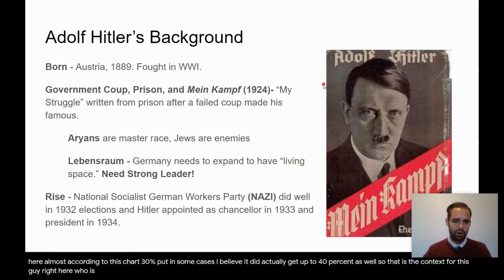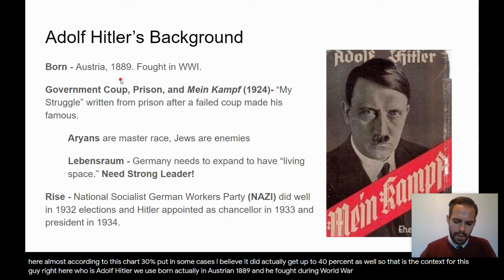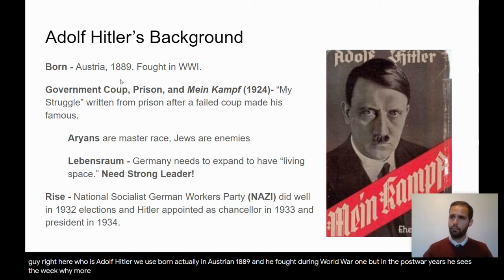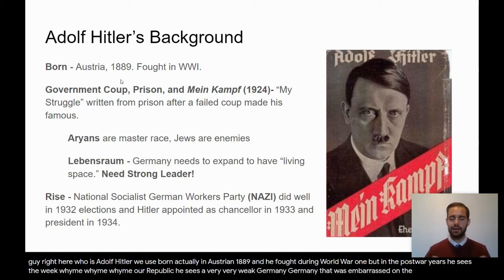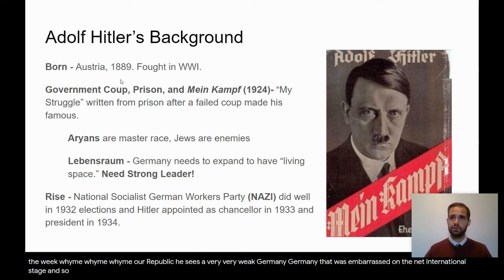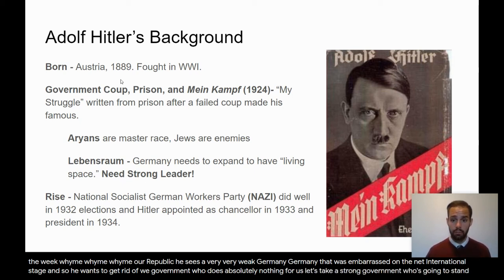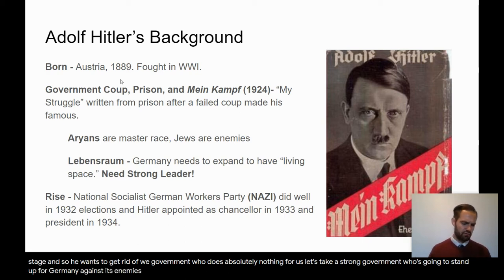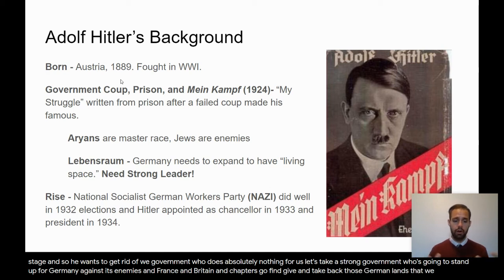Who is Adolf Hitler? Well, he was born actually in Austria in 1889, and he fought during World War I. But in the post-war years, he sees the weak Weimar Republic. He sees a very, very weak Germany, a Germany that was embarrassed on the international stage. And so he wants to get rid of the Weimar Republic. He says, let's get rid of this weak government who does absolutely nothing for us. Let's take a strong government who's going to stand up for Germany against its enemies in France and Britain and Czechoslovakia and take back those German lands that we had before.